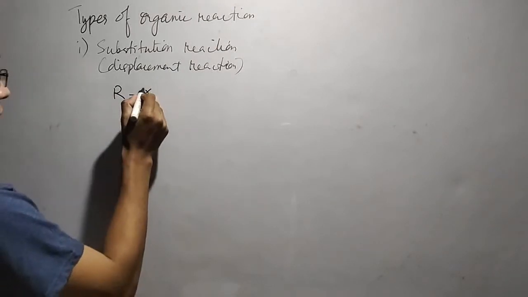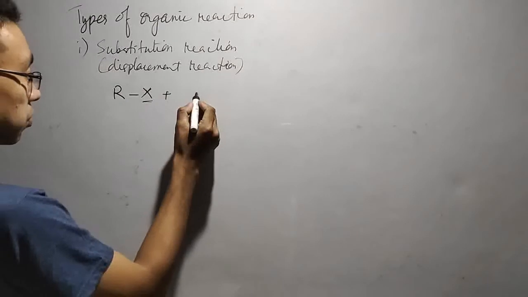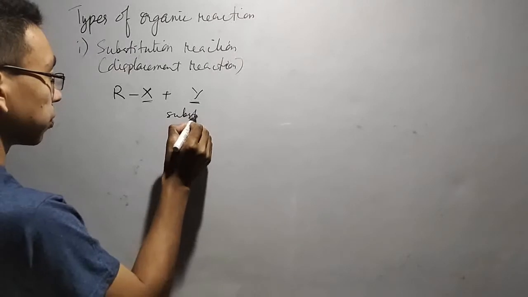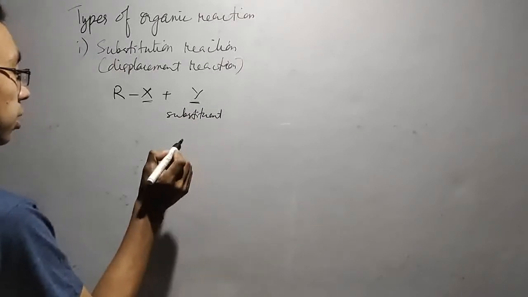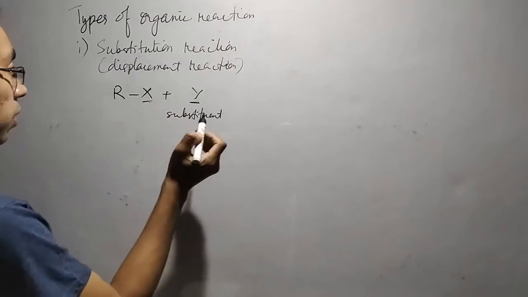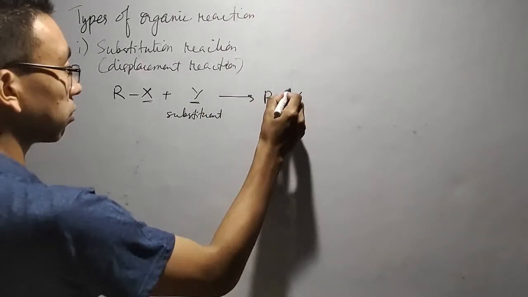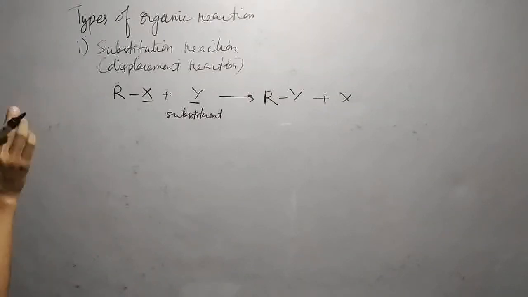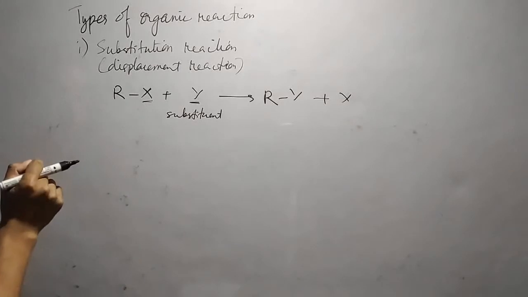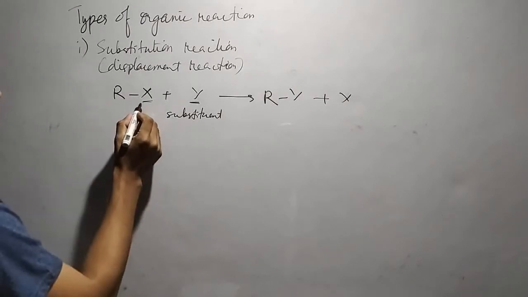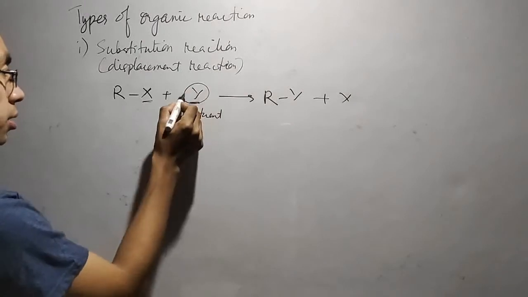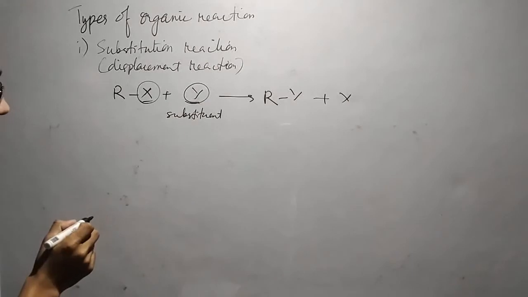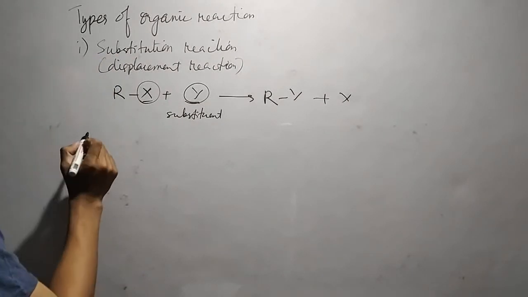Suppose this is the reactant and we are going to substitute Y. So this is called the substituent. So we're going to substitute this one in place of X. Then it will give RY plus X. Now in this substitution reaction also, the substituent should be stronger than the one that is leaving. Now under this substitution reaction there are three types.